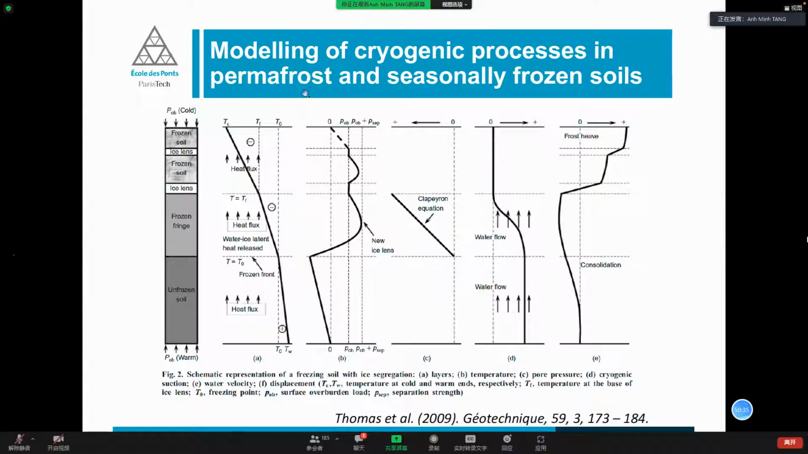So in geotechnics, to give a better explanation of that, we can have here a simulation from Thomas, where you can see that they can predict the change of temperature in soil and how different ice lenses are formed in frozen soil. And they explain this by the pore pressure decrease. By using the Clapeyron equation, they explain this by the suction in this ice lens, which absorbs water from the bottom and moves it here. So that is a mechanism that explains the field.